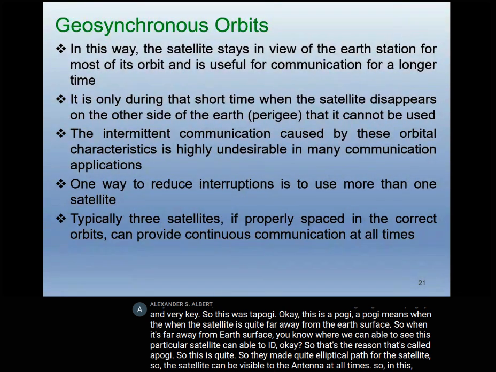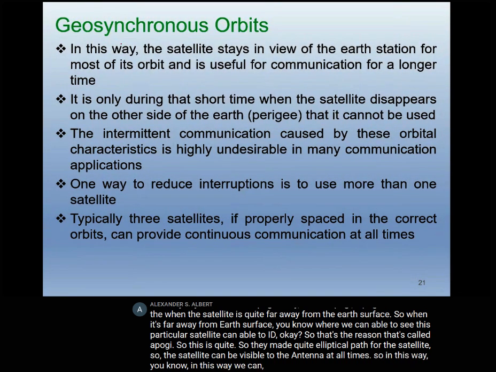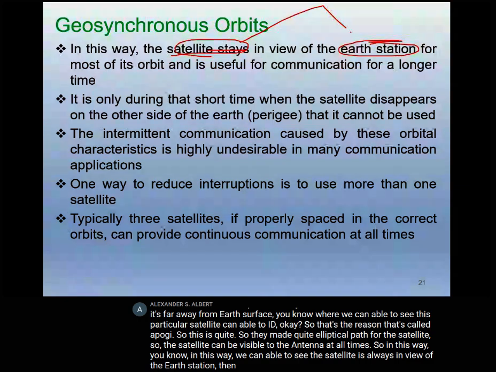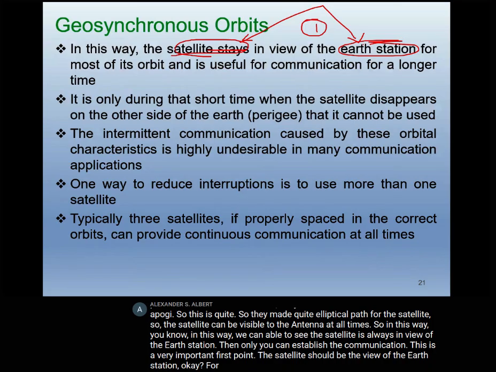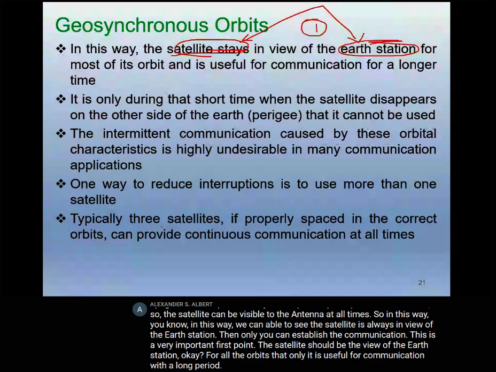So in this way, we can see the satellite is always in view of the Earth station. Only then can you establish the communication. This is a very important first point: the satellite should be in view of the Earth station for all the orbits. Only then is it useful for communication over a long period. If the view is not available, we cannot establish the communication.